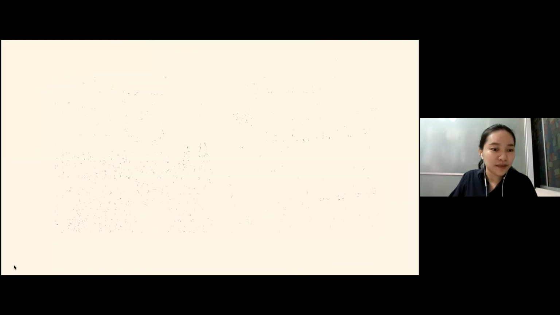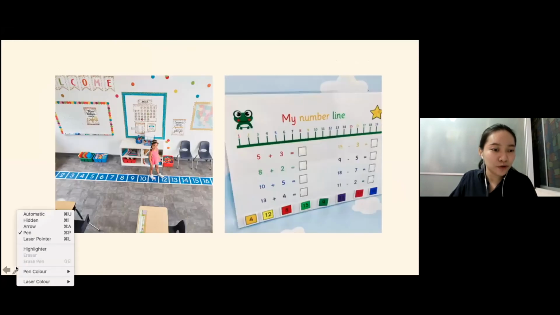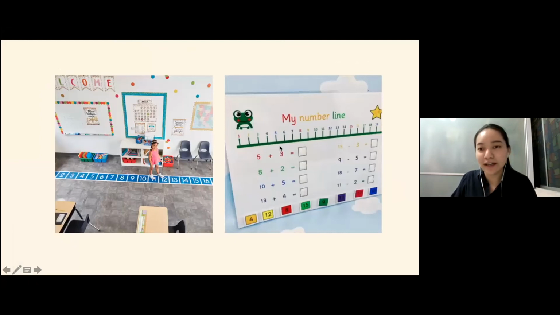So similar to just now the activity, you can have the floor label with number line, and also you can have the number line on your wall.